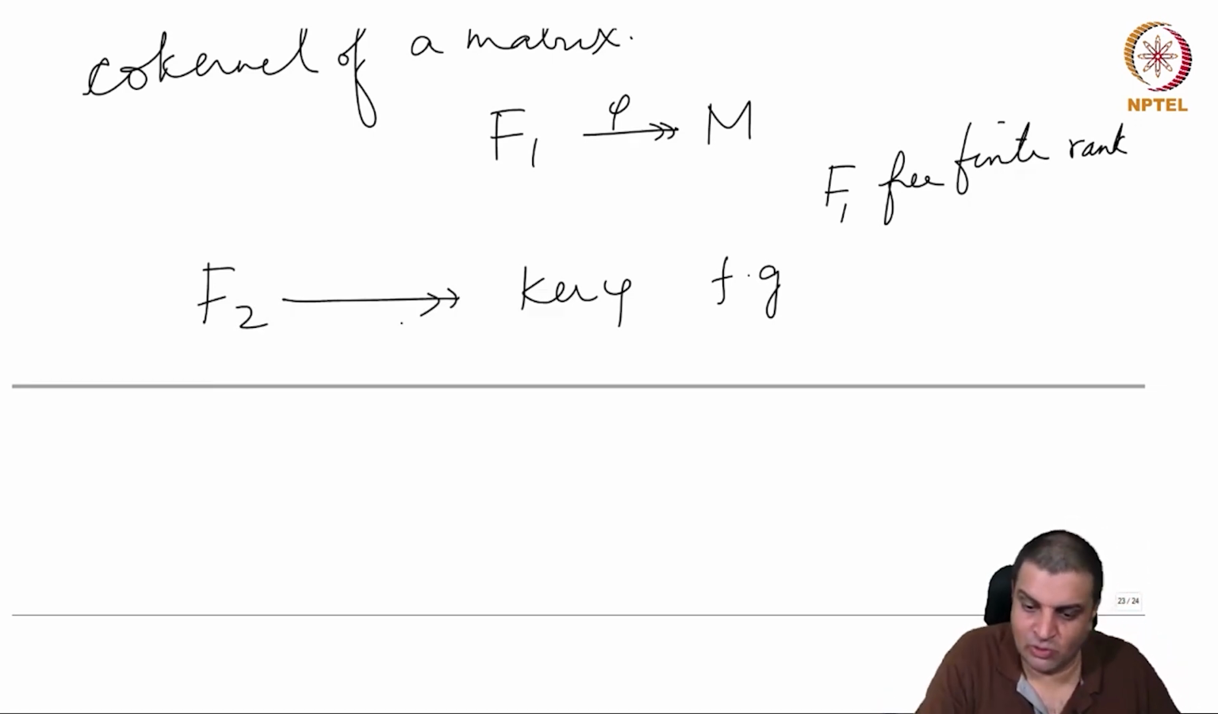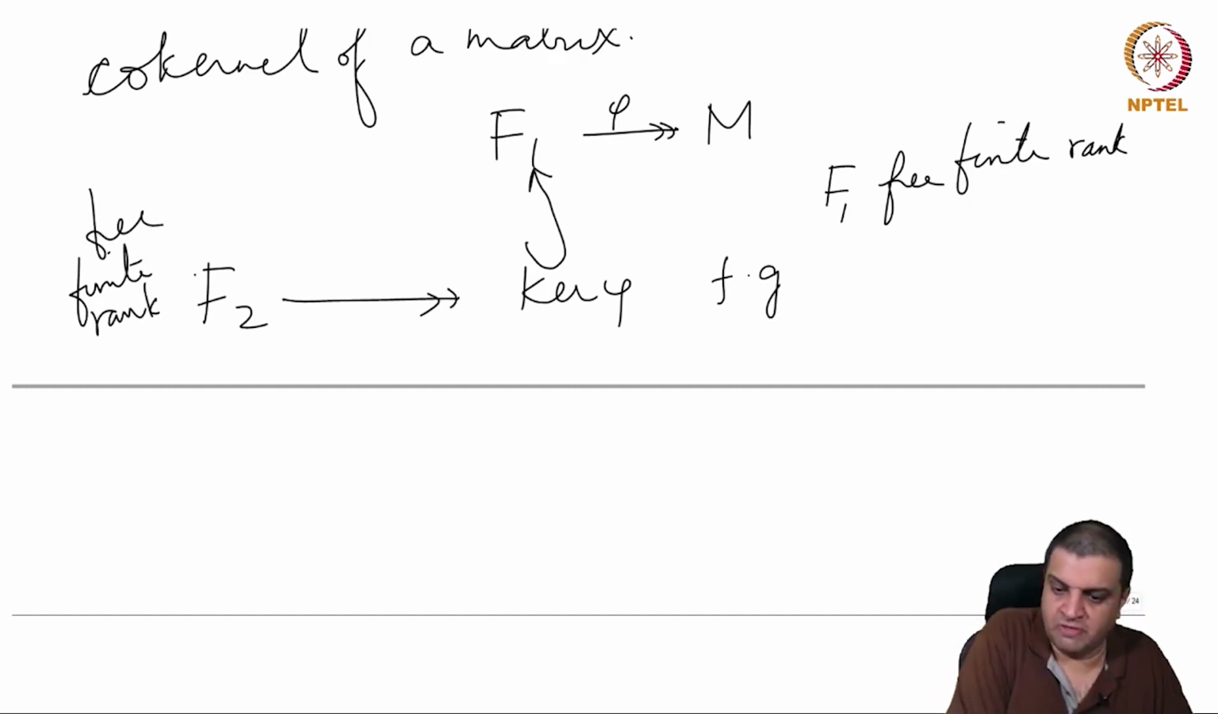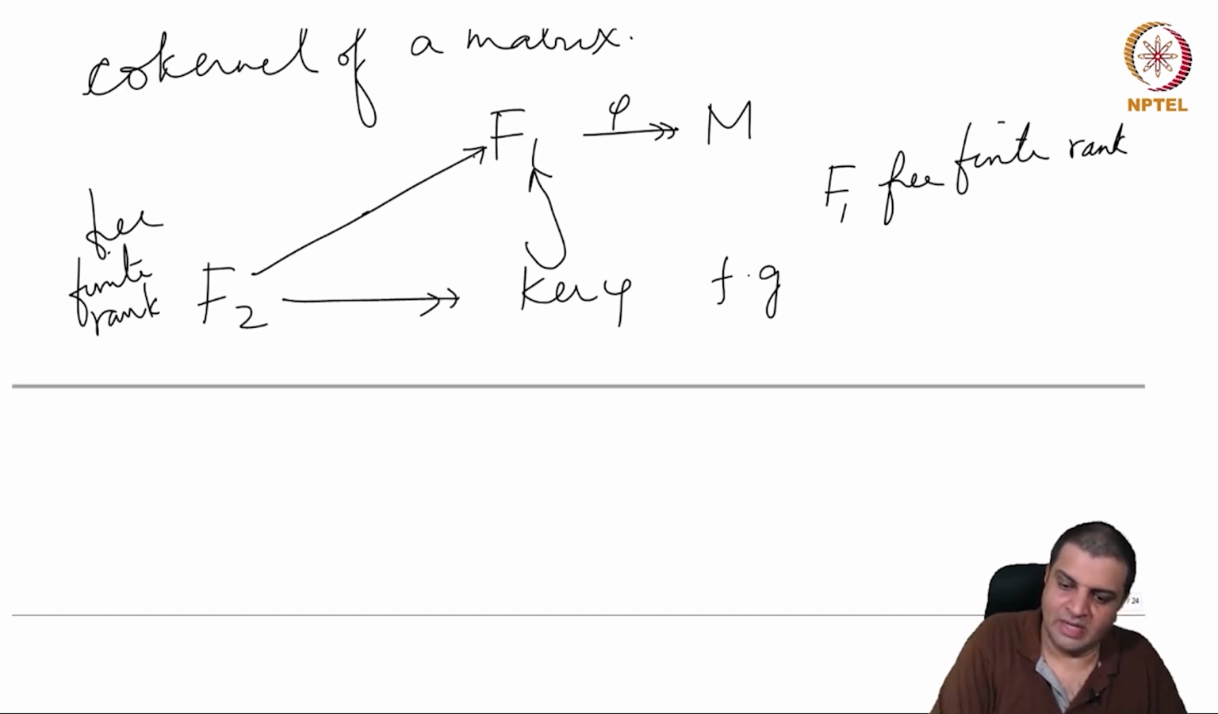Therefore we can take some F2 which maps onto the kernel like this. Now let's look at these maps. The kernel sits inside F1, so this is an inclusion. Both F1 and F2 are free of finite rank. Let's call this map psi, this map I, and this map phi1. Psi is surjective, I is injective, and we can take the composite.